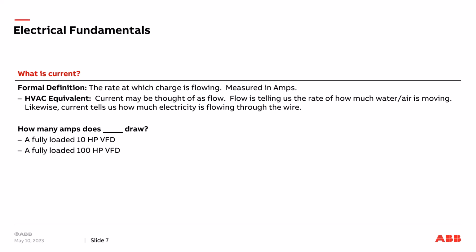Let's look at a fully loaded 10 horsepower three-phase VFD: 14 amps for a 480 volt system. And a fully loaded 100 horsepower VFD on a 480 volt system will draw 124 amps. As horsepower went up, the amount of current went up.